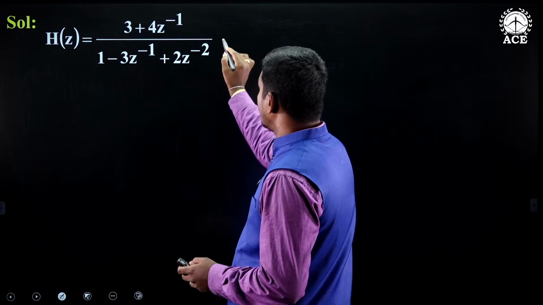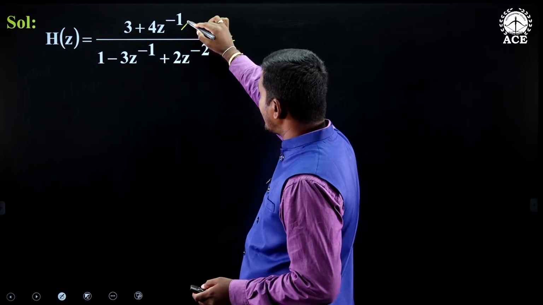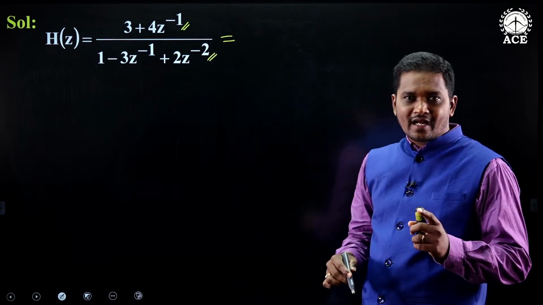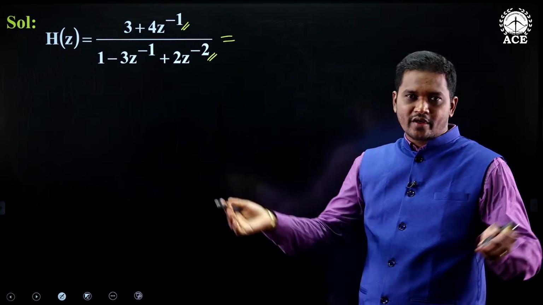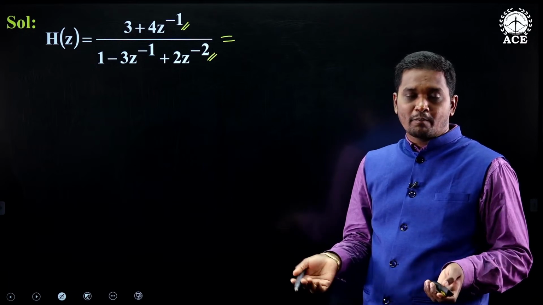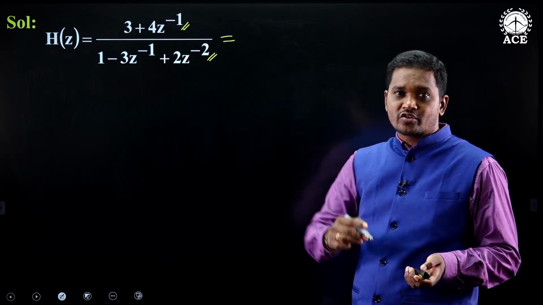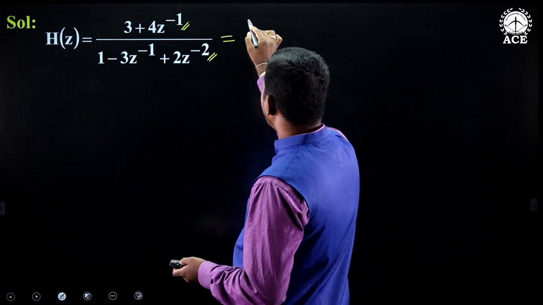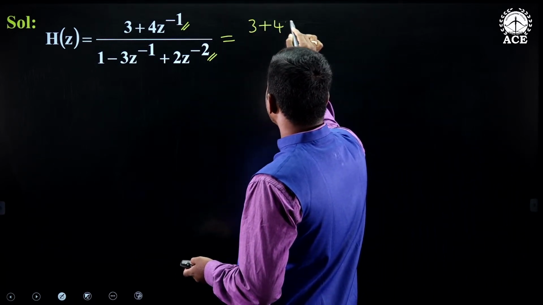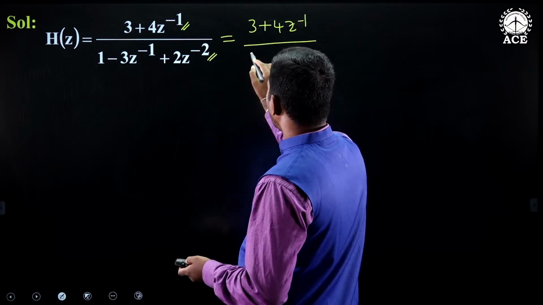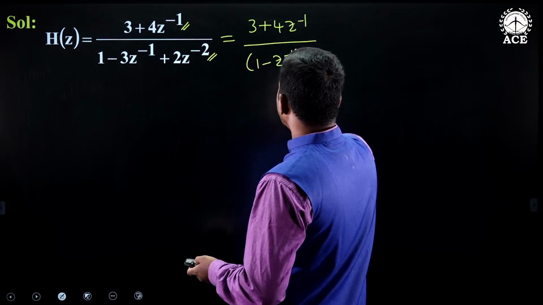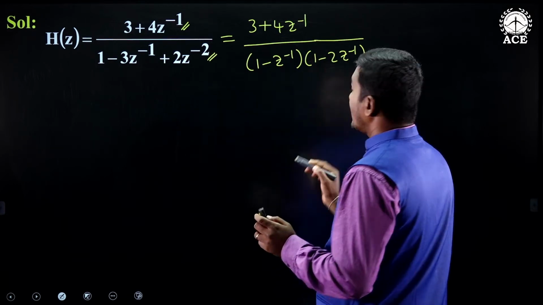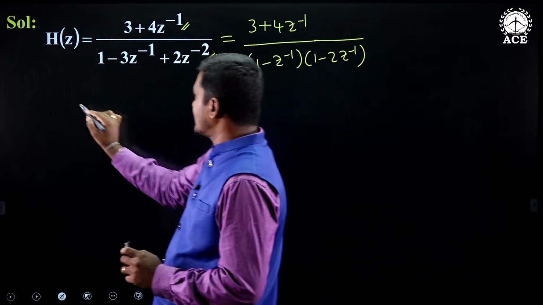See here, up to here same. What is the numerator order? 1. What is the denominator order? 2. Numerator order is less than denominator order, so you can move to partial fractions, no problem. Previously, numerator order was equal to denominator order, that's why we decreased the numerator order. But here the numerator order is anyway less. So 3 plus 4 z inverse by, up to here no change, 1 minus z inverse into 1 minus 2 z inverse. Now take the partial fractions.